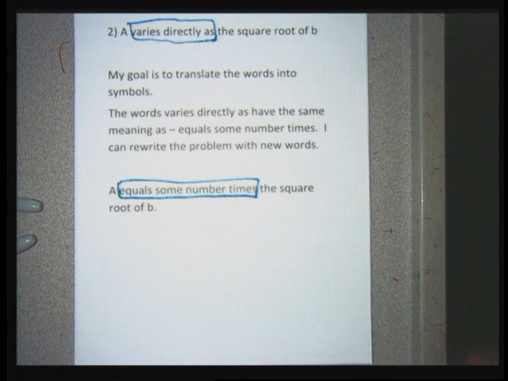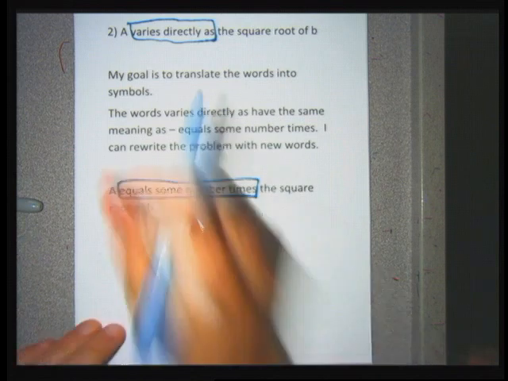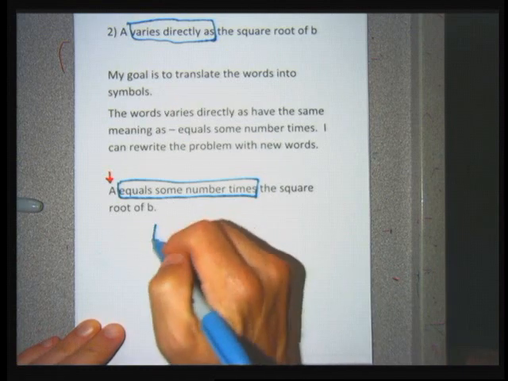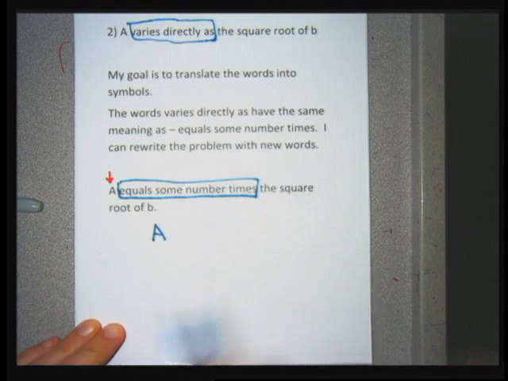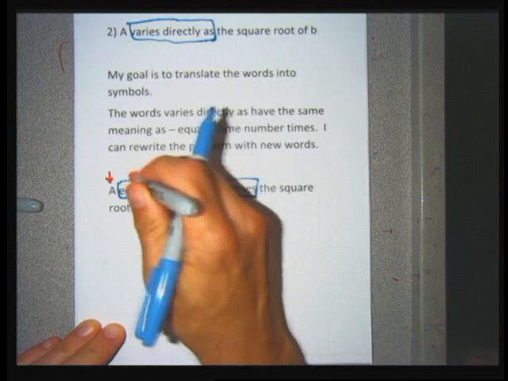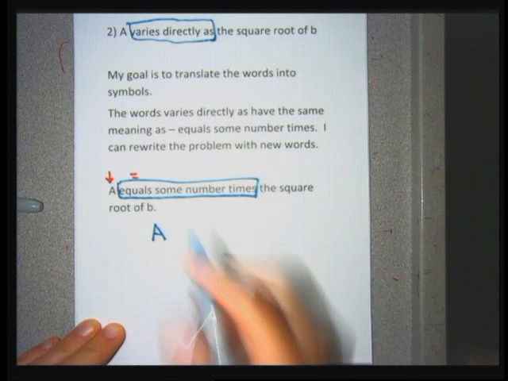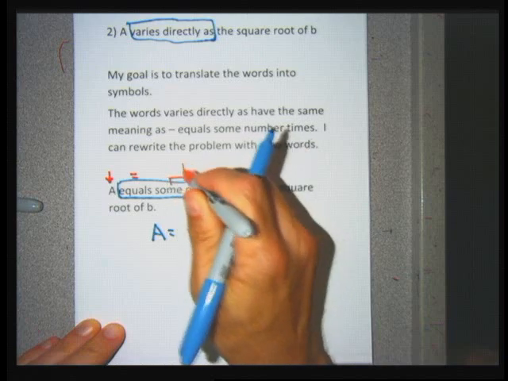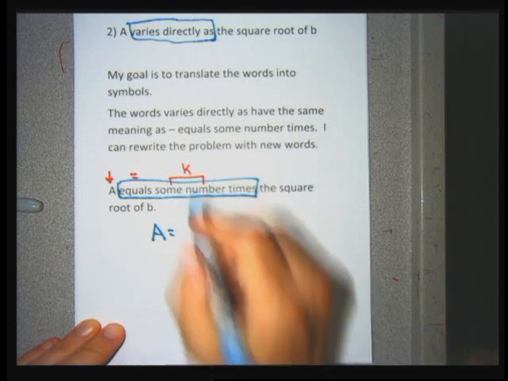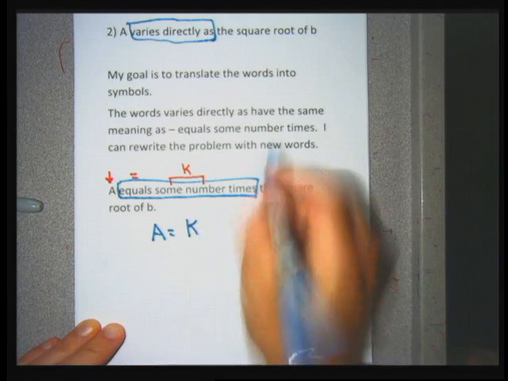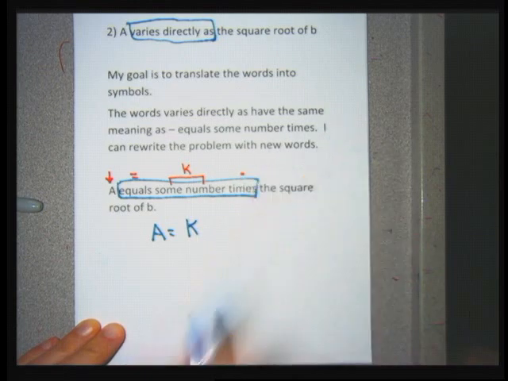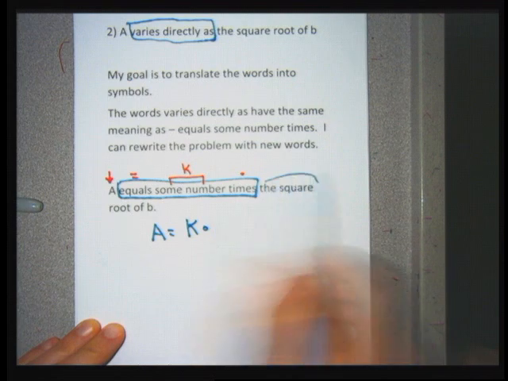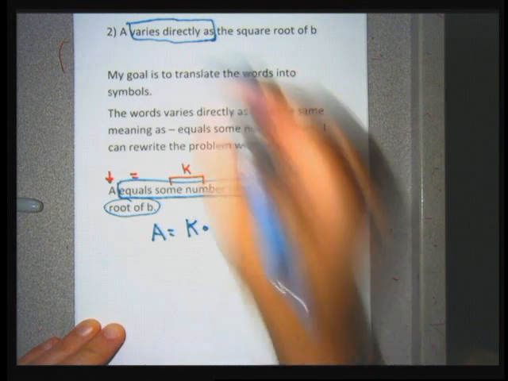Now I'm going to create my equation, and the first thing, it says a equals, so I'm going to take the letter a from the problem. For the equal sign, I'm just going to put an equal sign. For the some number, I'm going to put the letter k. For the times, I'm going to put a times sign. And then after the times sign, I need the square root of b.